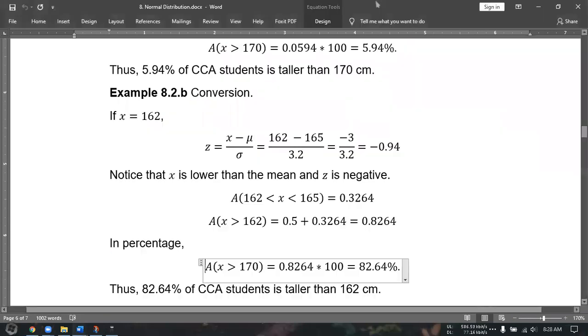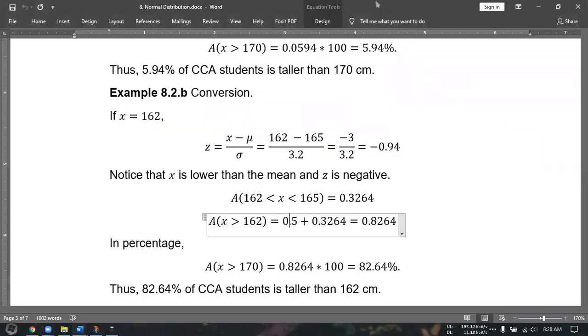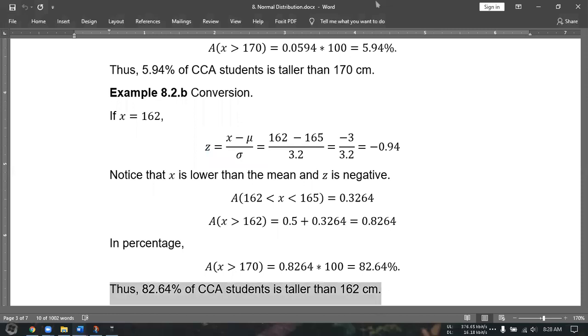Yeah. So we have plus here. 30 to 64 is 0.80 to 64, times 100. That is 84.64%. Our conclusion is that 84.64% of the students are taller than 163.15.